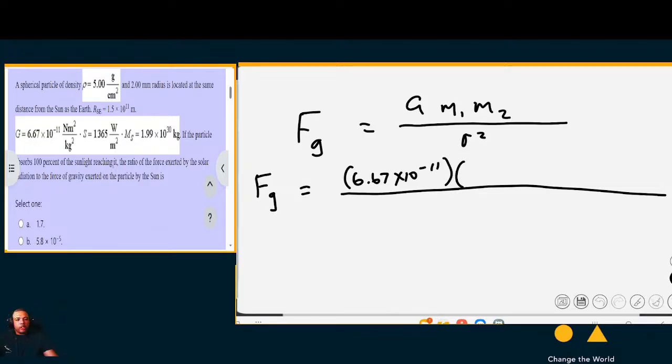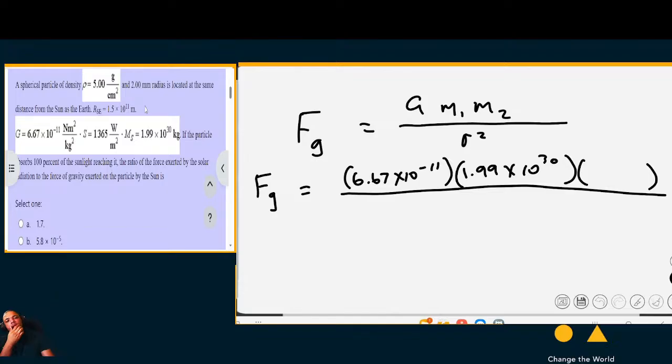Then we have the mass of the one part, the sun, because it is the gravitational force between the sun and this particle. So the mass of the sun is given as ms. It's 1.99 times 10 to the 30 kilograms. Remember, it was in SI units. Now we need to calculate the mass of this particle. How do we calculate the mass of this particle?